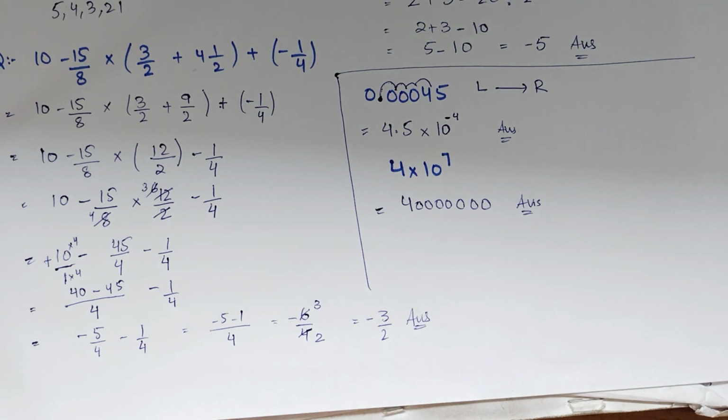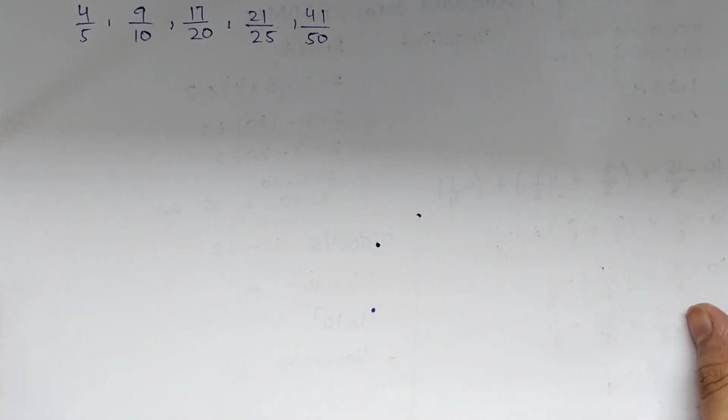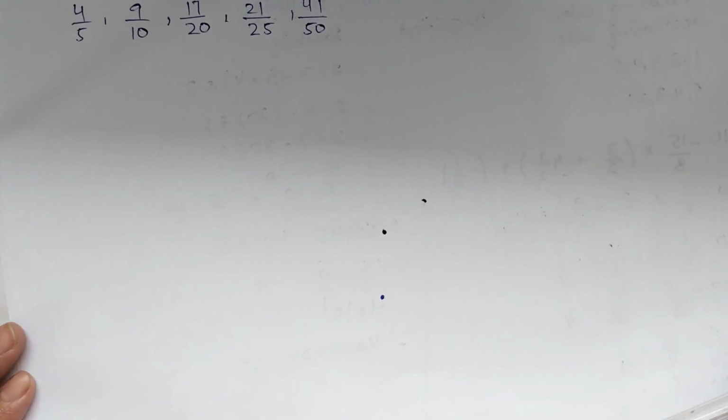Okay, next, our next question is to arrange these fractions in order starting with the smallest. This is your example of ordering. How can we write these numbers in order? These all are fractions.